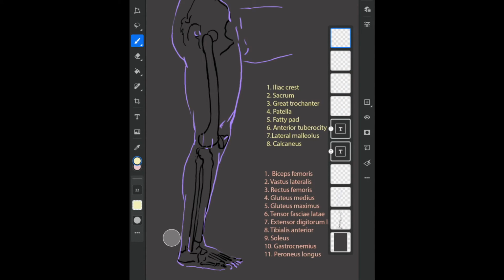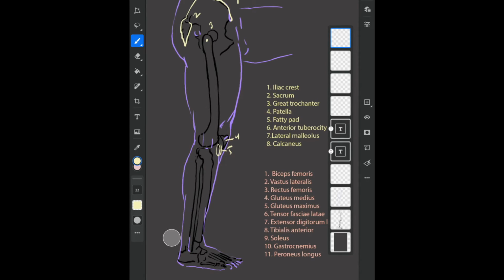All right, let's get our anatomical landmarks out of the way. We've got our iliac crest, which is going to run all the way here, like this. We have our sacrum, which is the bony plate right here. That's going to be number 2. We have the trochanter, number 3. Our patella, number 4. We have the fatty pad underneath the patella. That's going to be this area right here.